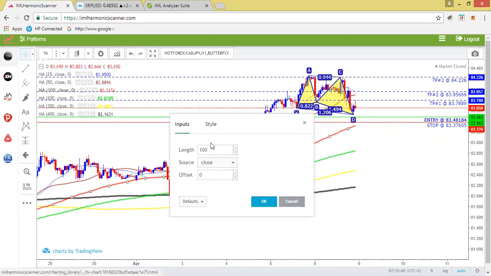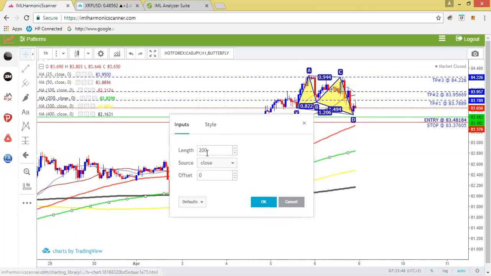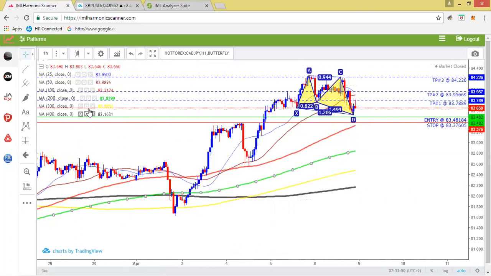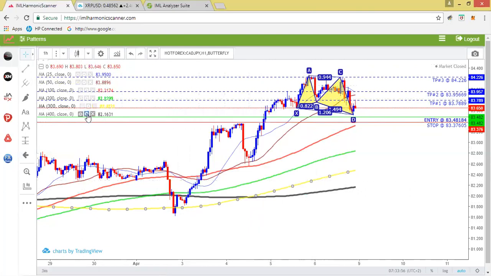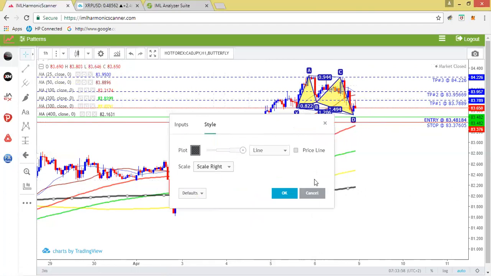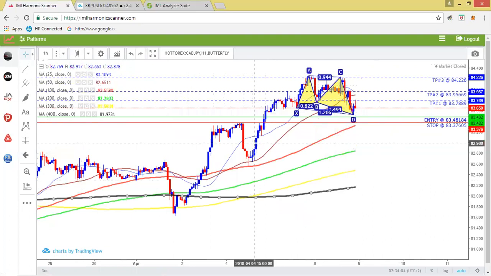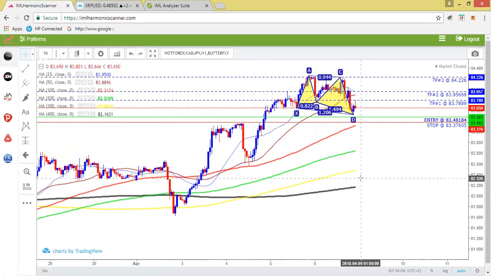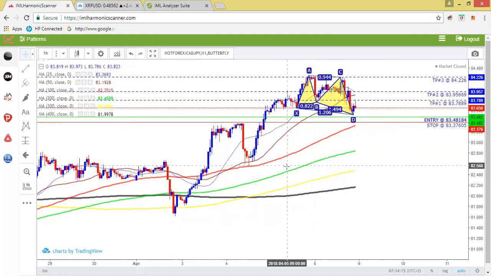This is 100. Set it. This color is being used. Close it. Set 200. This color is being used. 200. Close it. Set 300. This color is being used. 300. Close it. Set 400 moving average. This is the color being used. I use black. Close it. So with these settings now, you are okay to go on your technical analysis based on Hemu strategy on Harmonic scanner.